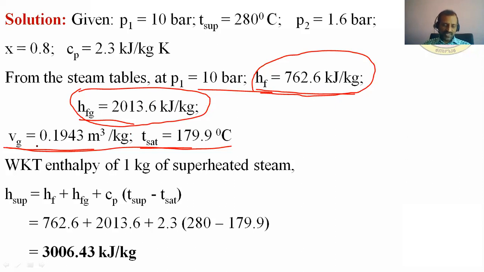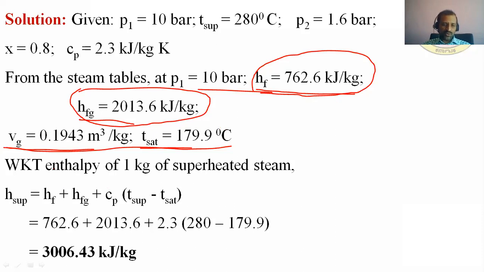Similarly, refer to vg. In the same row, vg is written at the top, and below it you see the value: 0.1943 meter cube per kg. Then the saturation temperature is also given in the second column, right next to 10 bar: 179.9 degrees Celsius. So these are the values I have taken from the steam table.